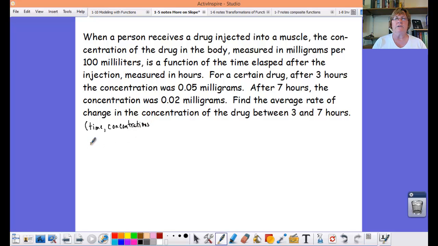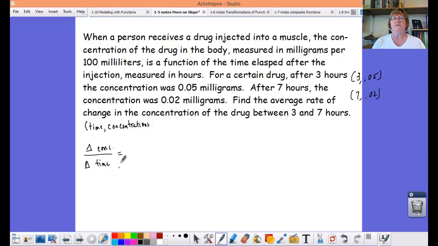Now if we're going to talk about an average rate of change, then we need to have the change in concentration divided by the change in time. Okay, that follows that same slope pattern. So let's look at what happens here. After 3 hours, the concentration was 0.05 milligrams. That's the point (3, 0.05). After 7 hours, the concentration was 0.02 milligrams.